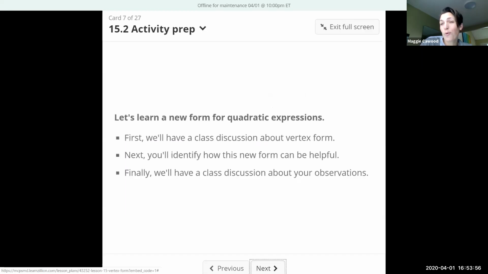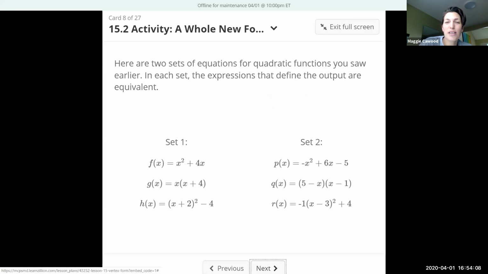So we are going to look at a whole new form. First we're going to discuss it, and then we'll identify this new form and how it can be helpful, and we will talk about some observations. Here are the two sets of equations for quadratic functions you saw earlier. In each set, the expressions that define the outputs are equivalent. So now they're telling us they are equivalent. All three of these are the same but look different, right? Like 10 is the same as 5 times 2, which is the same as 4 plus 6. So they're just three different ways of writing the same amount.